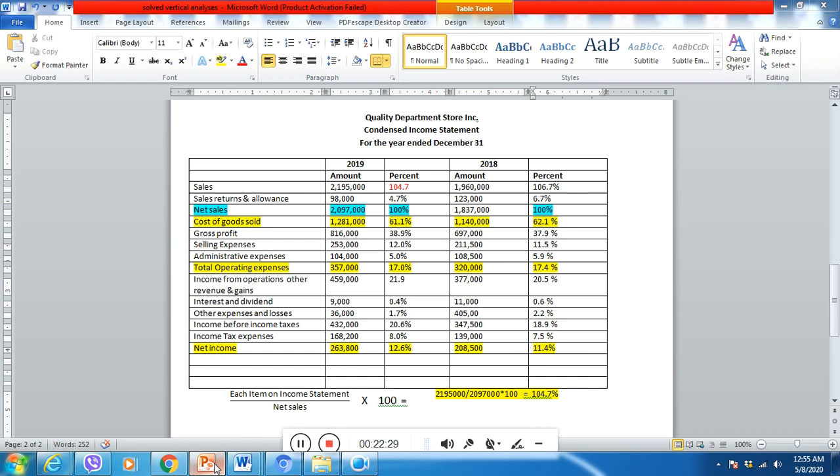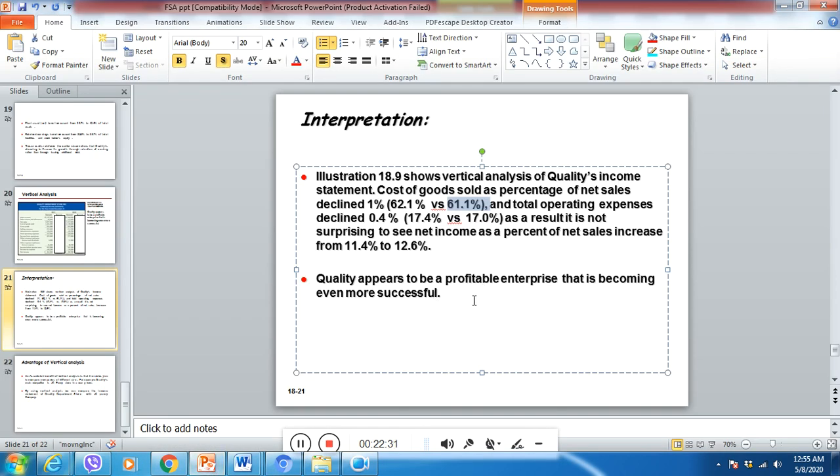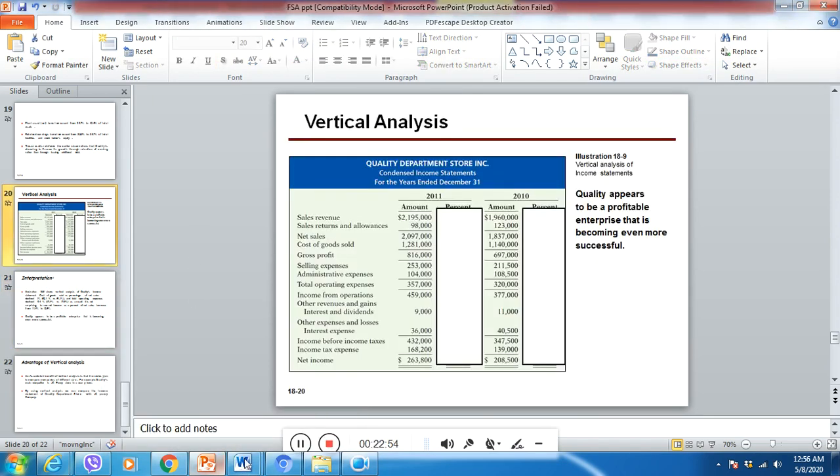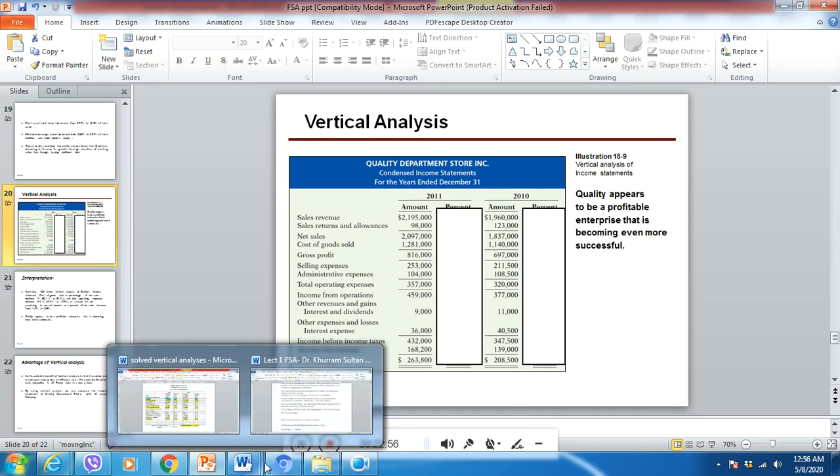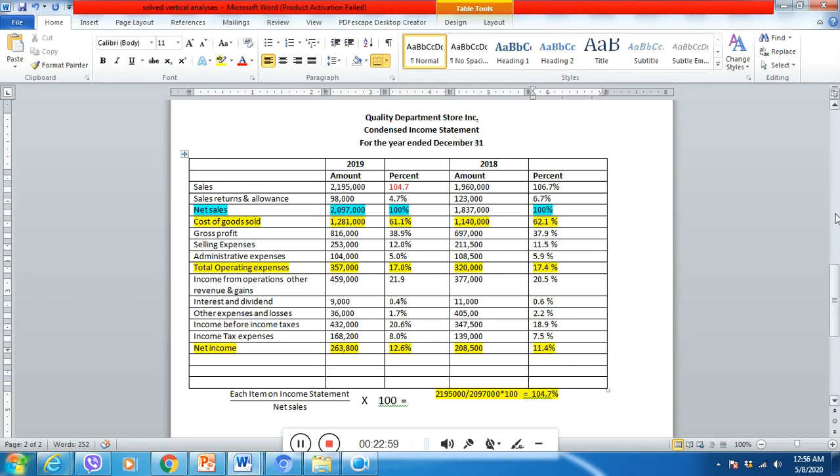Now we go back. See, this is the last line. Quality appears to be, any quality department, the name of the company. Quality appears to be a profitable enterprise that is becoming even more successful, meaning it is in the development stage. Okay, this was the interpretation of the question, that is on slide number 21, and I have solved each item.